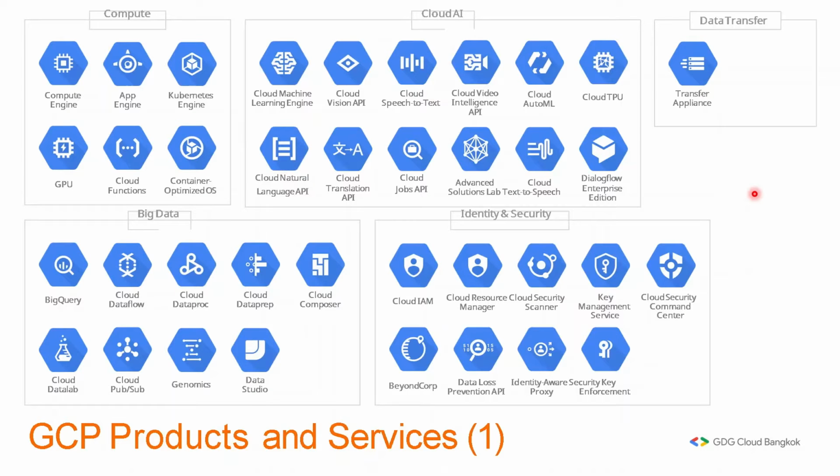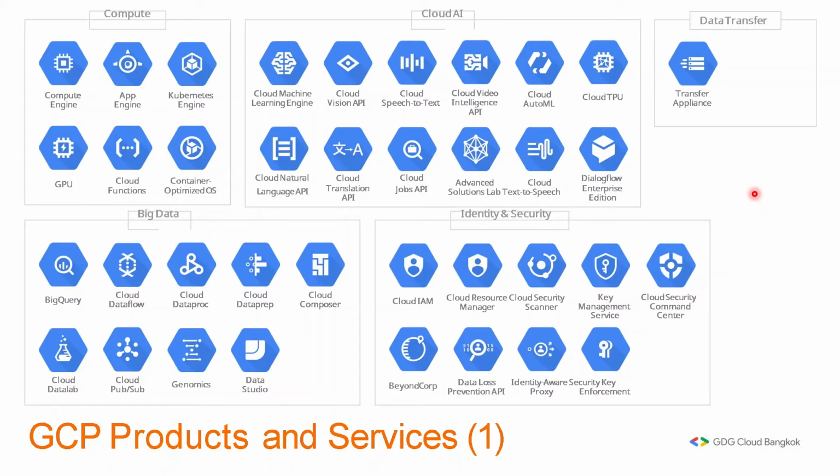Google Cloud Platform offers different services. For example, in Compute, we have Compute Engine, App Engine, Kubernetes Engine, GPU, Cloud Functions, and some container-optimized operating systems. And in AI platforms, we have Cloud Vision API, Speech to Text APIs, Video Intelligence APIs, Cloud AutoML, Cloud Translation APIs, and so on.